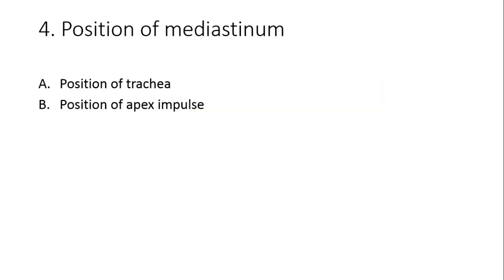Then we see position of mediastinum. Position of mediastinum is assessed by 2 methods: first the position of trachea and second the position of apex impulse. Position of apex impulse we describe in inspection and palpation of cardiovascular system examination. But for your respiratory system, we should remember the apex impulse is present in the 5th intercostal space just inside the midclavicular line.